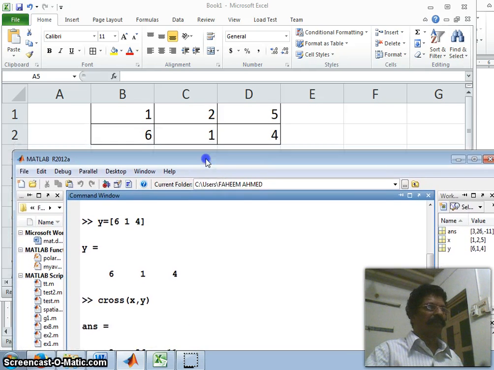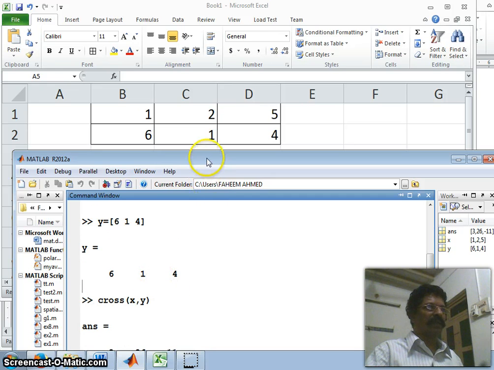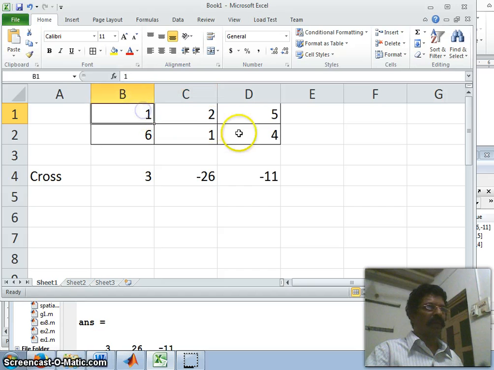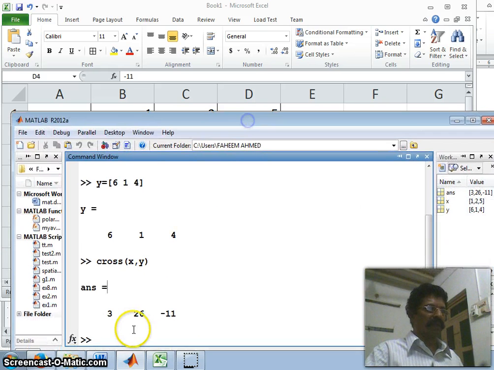So (1, 2, 5) and (6, 1, 4). Therefore, the cross product is obtained as follows: I multiply 4 into 2, 8 minus 5, which is 3. Then I leave this 2 and I multiply 1 into 4 minus 5 into 6, therefore that is minus 26. When I leave this term, this is 1 into 1 minus 6 into 2, which is minus 11. The sign alternately changes: this is plus and this one is minus. Minus of minus becomes plus 26, and again this one is minus. Therefore, here we get the same thing: 3, -26, -11.